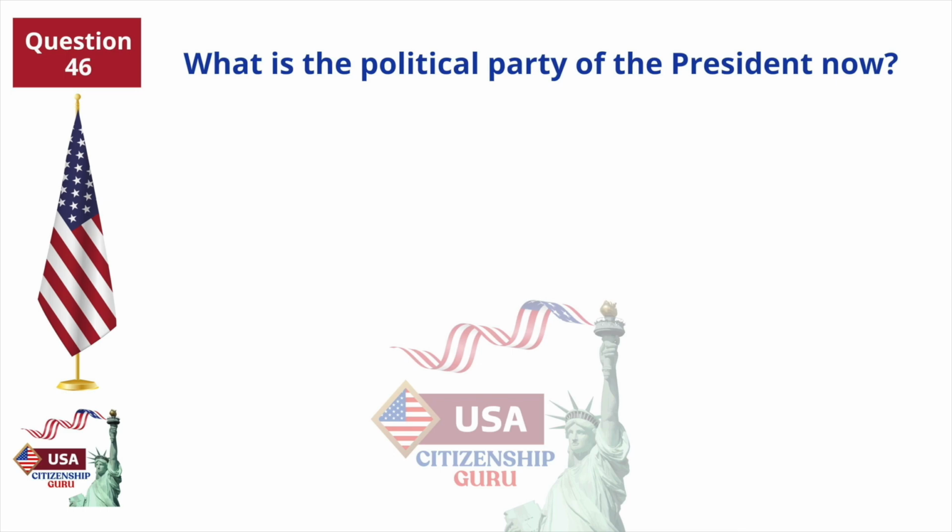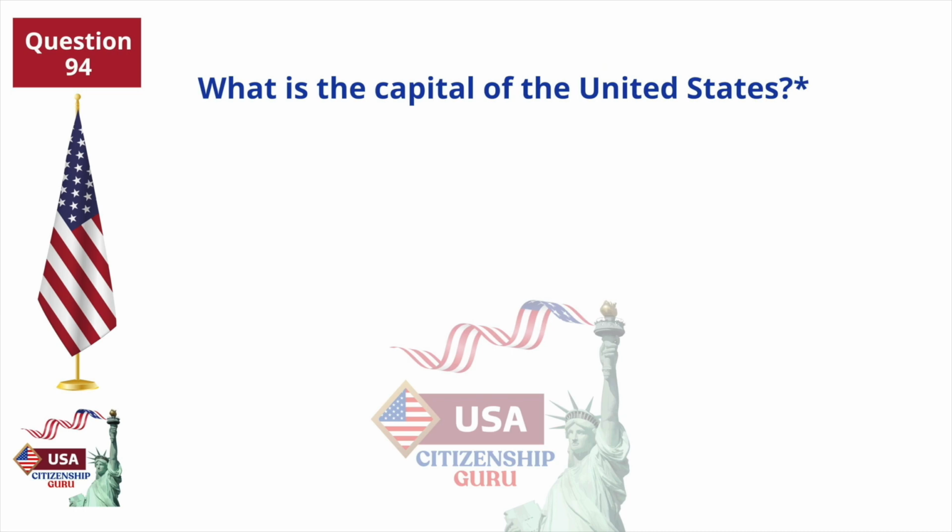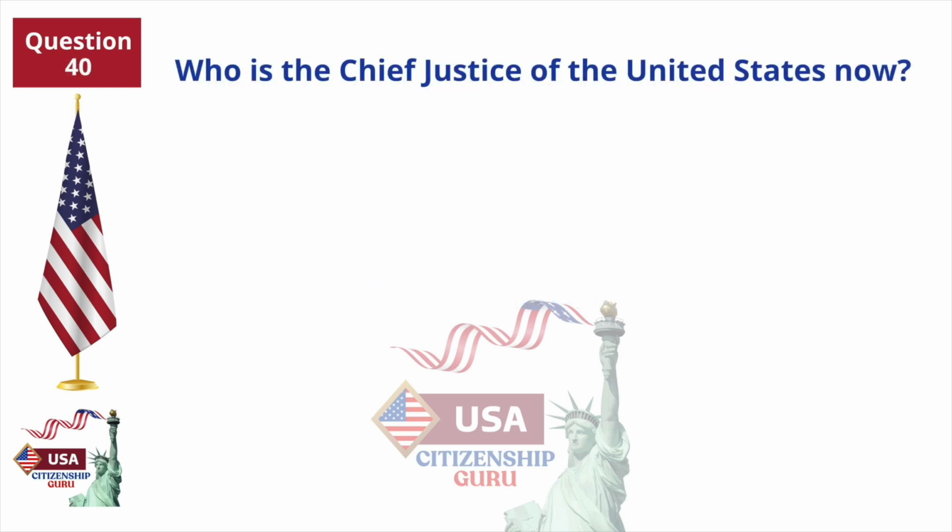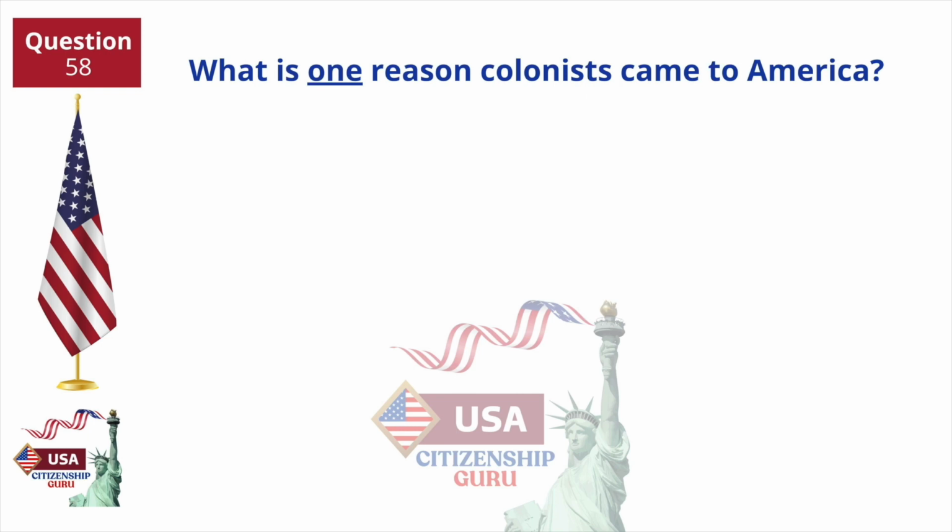What is the political party of the president now? Democratic Party. What is the capital of the United States? Washington, D.C. Who is the Chief Justice of the United States now? John Roberts. What is one reason colonists came to America? Freedom.